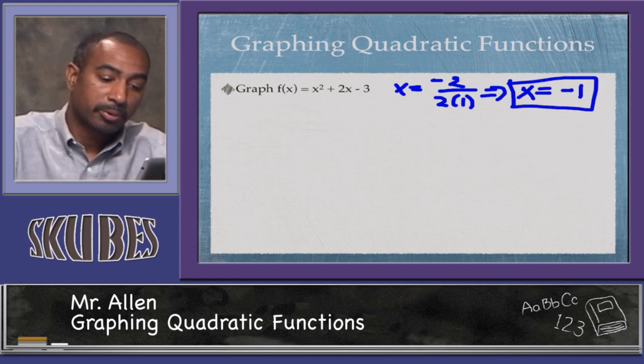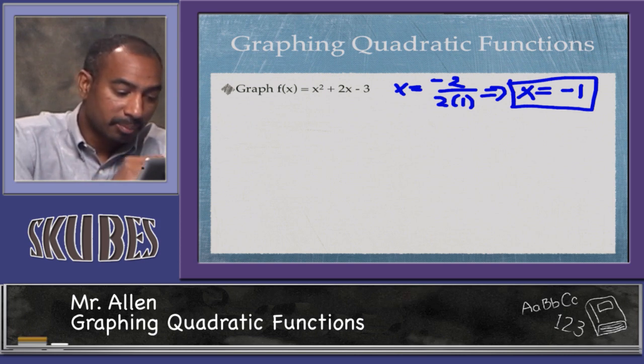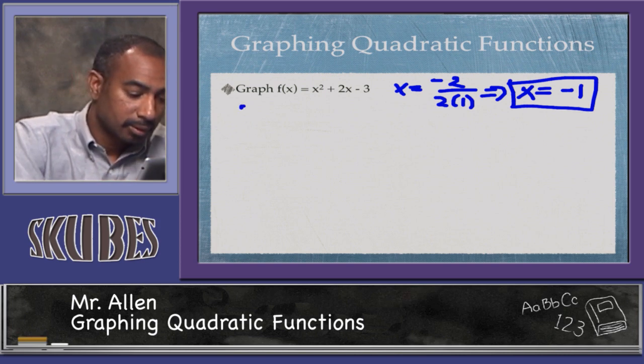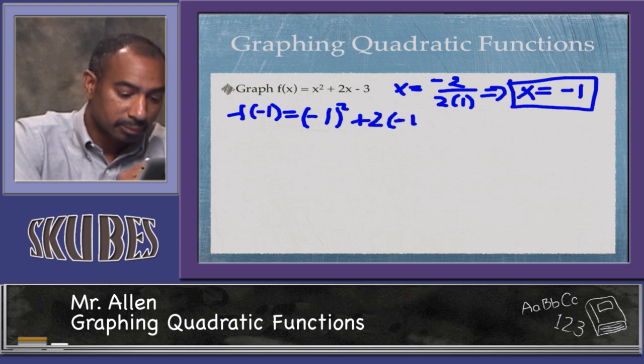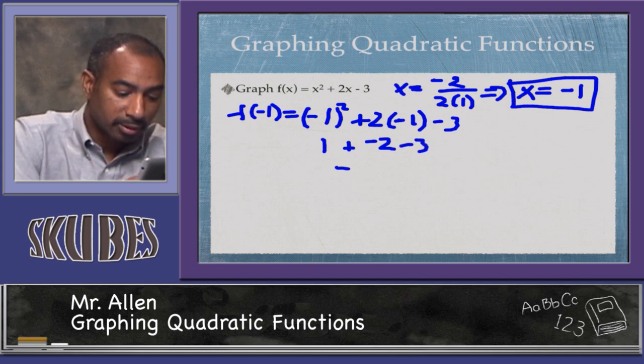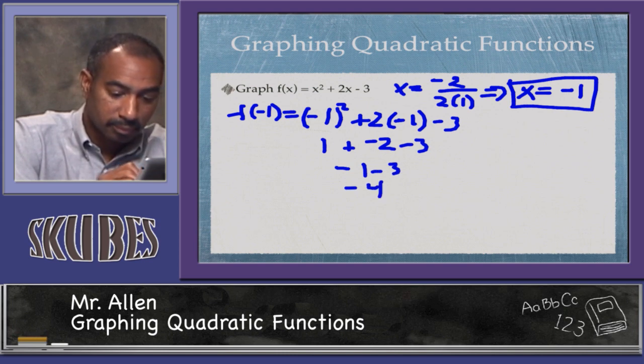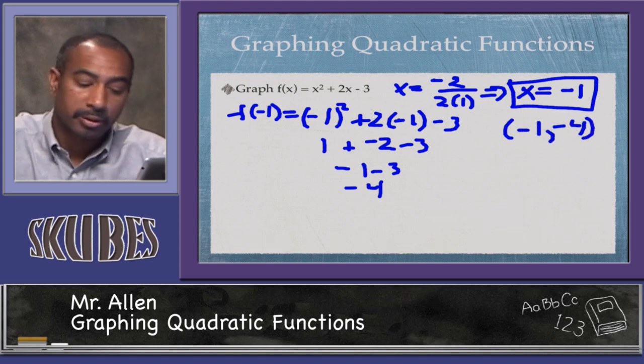So the axis of symmetry is -1. If you want to find the vertex point, we're going to evaluate -1 back into this equation. So f of -1 is -1 squared plus 2 times -1 minus 3. So this is 1 plus -2 minus 3, which gives us -1 minus 3. This gives us -4. So -1, -4 is the lowest point on this parabola.